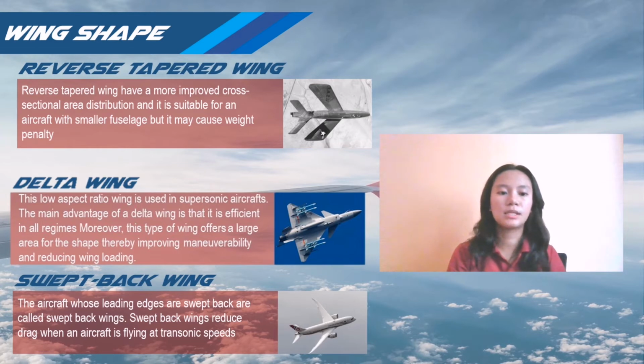So swept back wings reduce drag when an aircraft is flying at transonic speeds, meaning flying closer to the speed of sound. So the majority of high-speed commercial aircraft use swept back wings. It is just because it reduces turbulence, wherein during flight, airplanes encounter turbulence from the friction created as air runs through the plane's wings. So the speed at which an airplane flies will affect the amount of turbulence it encounters.